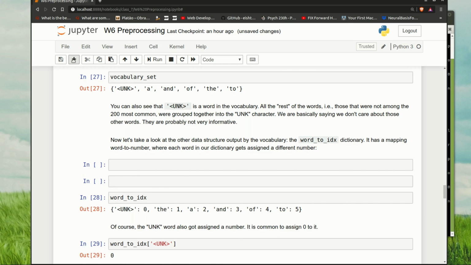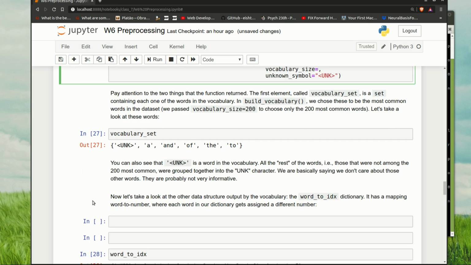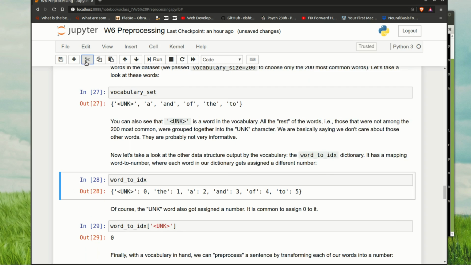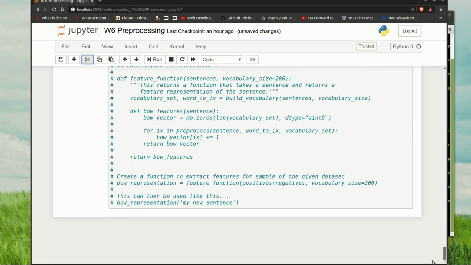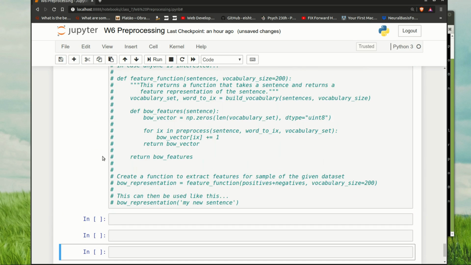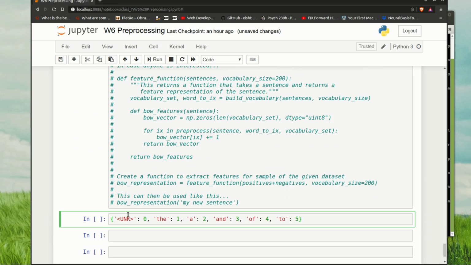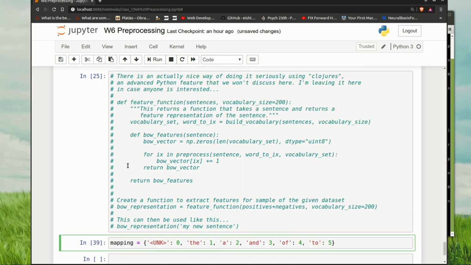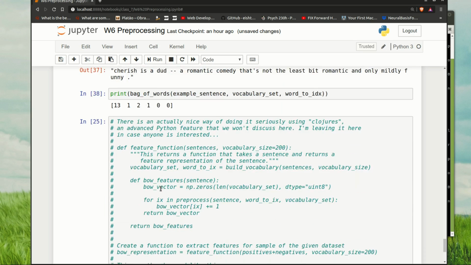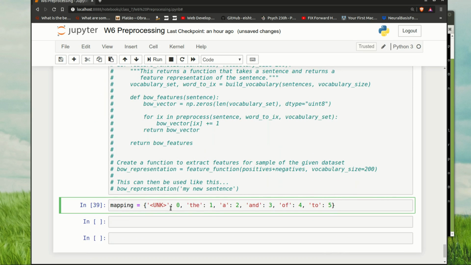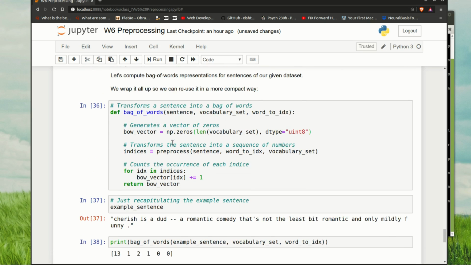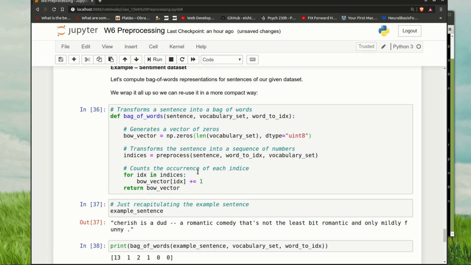I'm going to put this here and insert some elements. So this is our mapping, as I'm going to call it. And I want to show you how to run by hand one sentence with this bag of words, so that it becomes clear what this is doing.